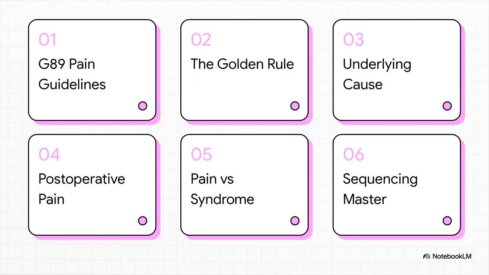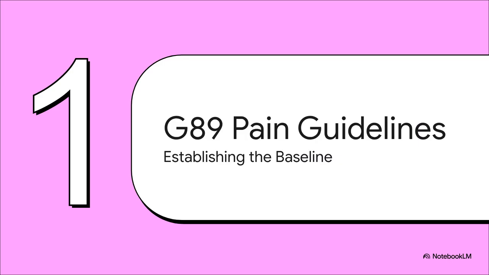All right, let's quickly hit our roadmap for today. We'll be covering the category G89 pain guidelines, the golden sequencing rule, what to do when treating the underlying condition, navigating postoperative pain, the difference between chronic pain and chronic pain syndrome, and then we'll wrap up by mastering pain code sequencing. Okay, let's jump right into section 1, the category G89 pain guidelines, and establish our baseline.